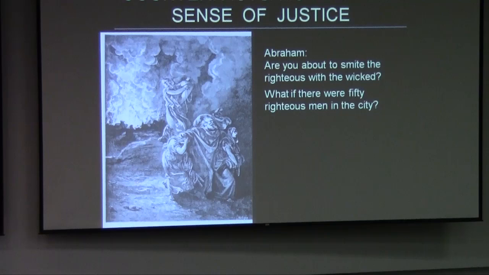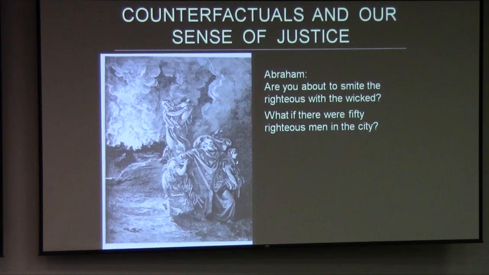What if there were 50 righteous men in the city? Now here you have the counterfactual. What if? I mean, God knows how to count. So what is it? Does Abraham doubt God's ability to count? Or God's ability to distinguish between the wicked and the righteous?